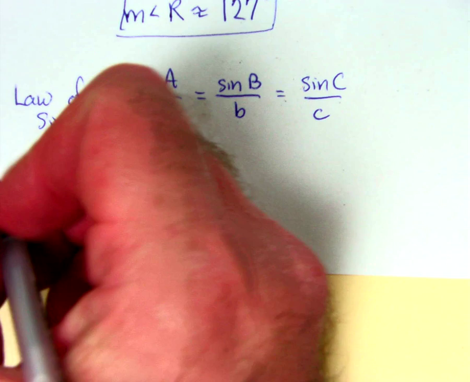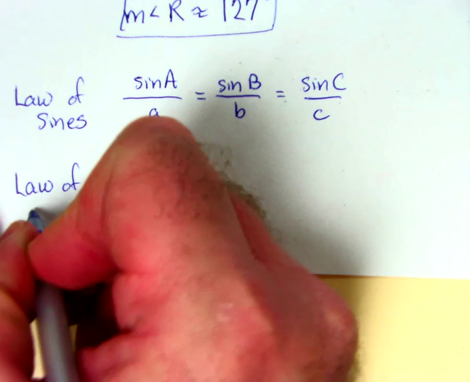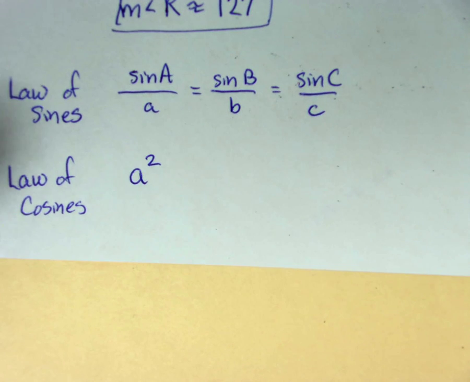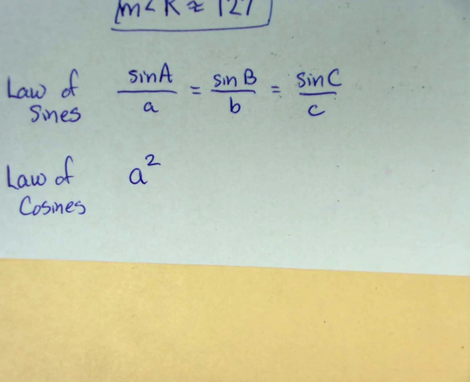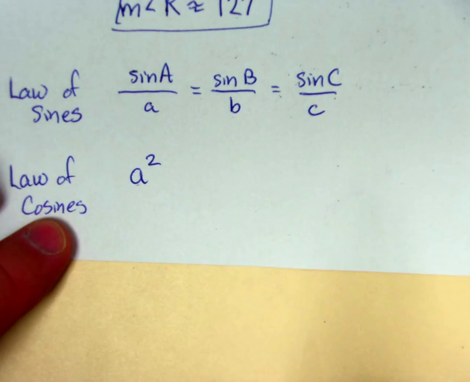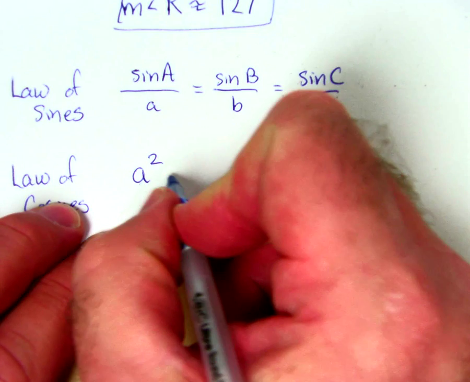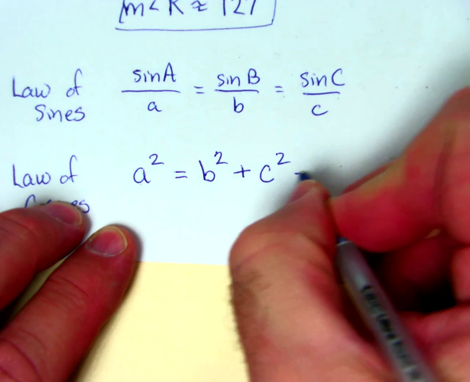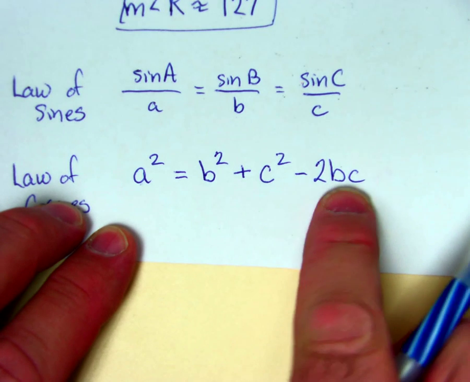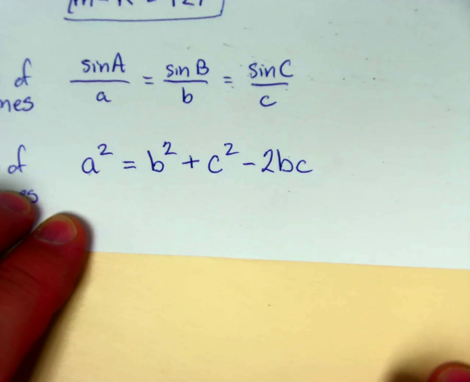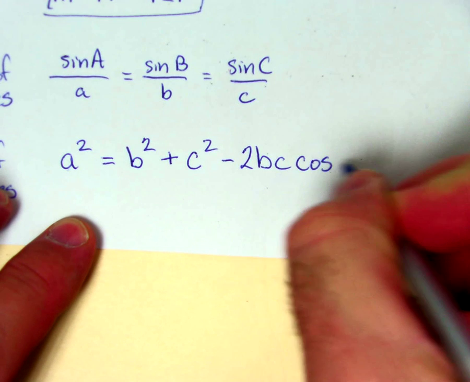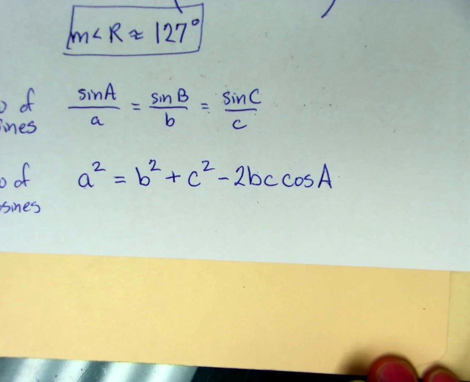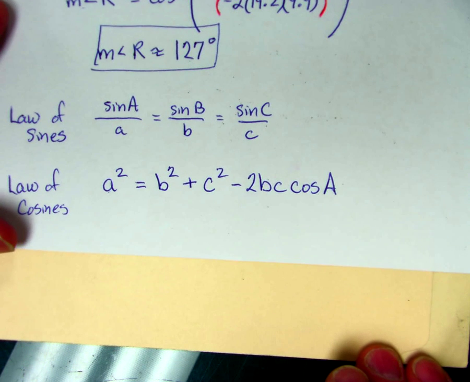Now, for law of cosines, notice we could start with any of the side lengths. The important thing is understanding that this side length is opposite the angle in the formula. So if we have a squared equals, then we'd have b squared plus c squared minus 2bc, those lengths and those lengths, they're the same, times the cosine of angle A. So it's a good idea to have those written out.